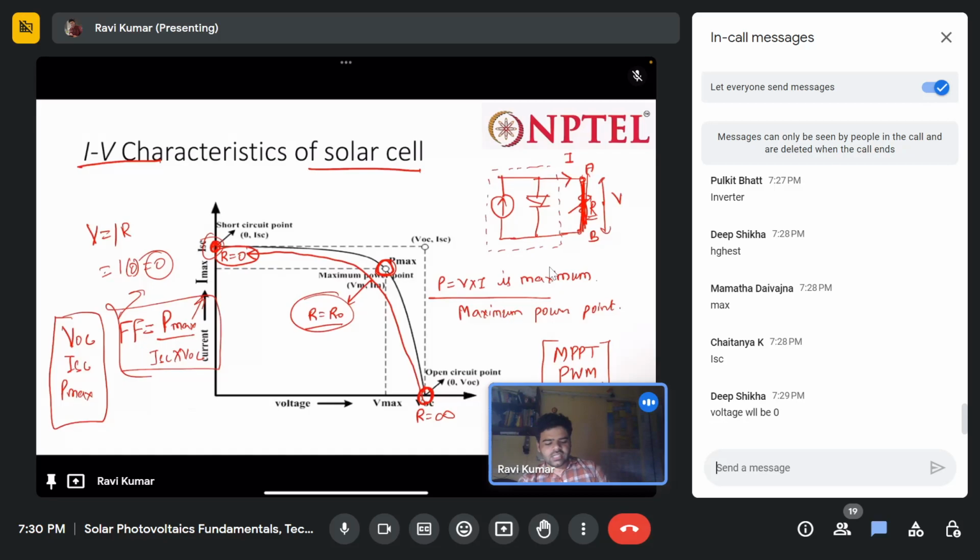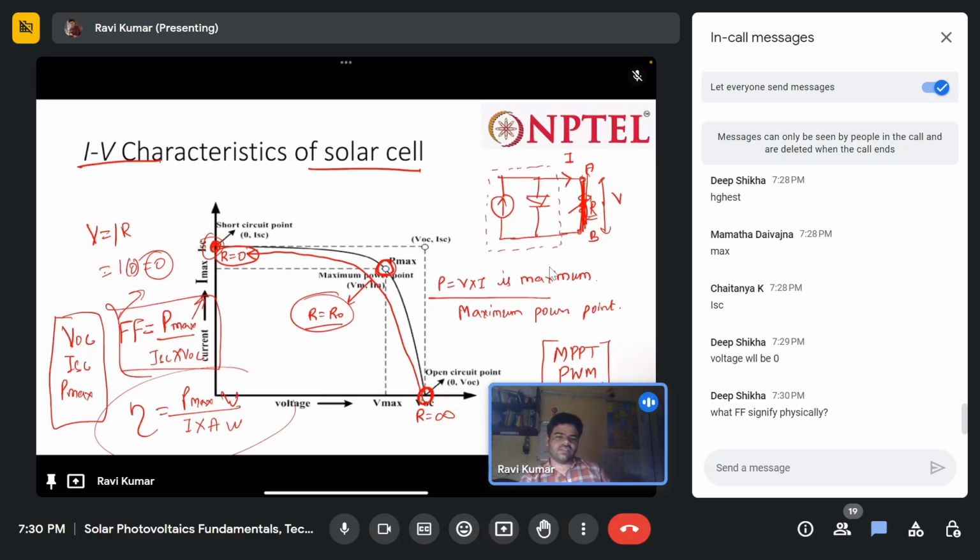And efficiency is defined as the power extracted at the maximum power point, divided by how much insolation we are getting into the area of the solar cell. So this will be in watt, this will be in watt. We will get efficiency. Any confusion here?